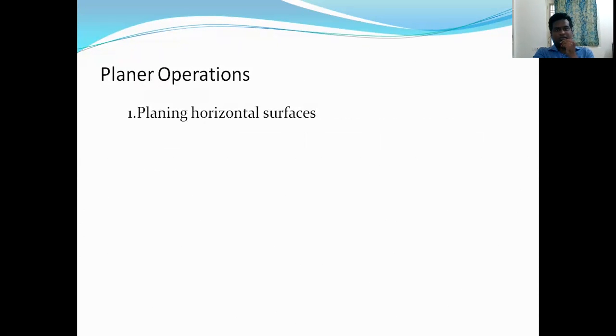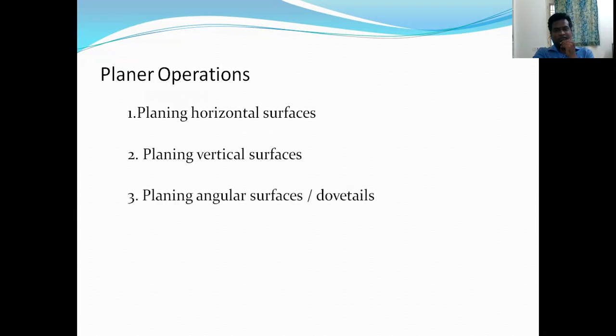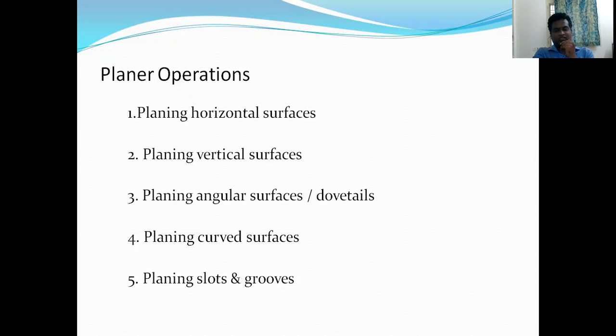Planer operations: planing horizontal surfaces, planing vertical surfaces, planing angular surfaces, planing curved surfaces, planing slots, and grooves.